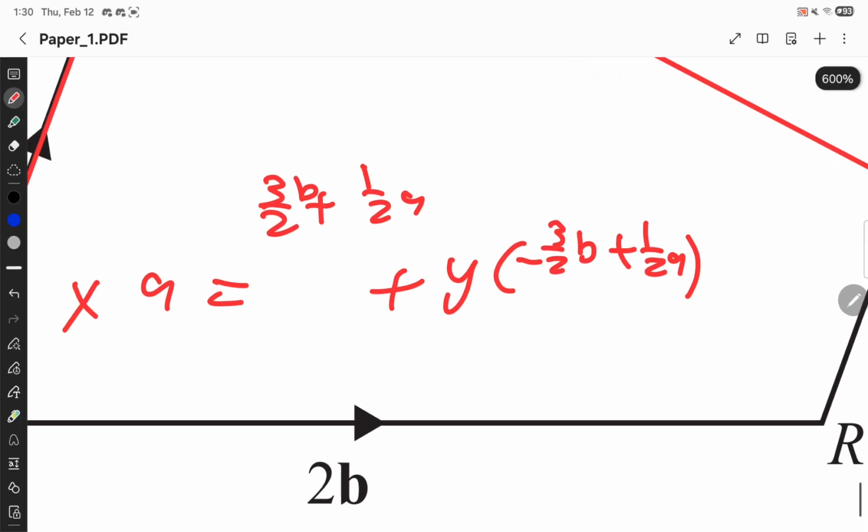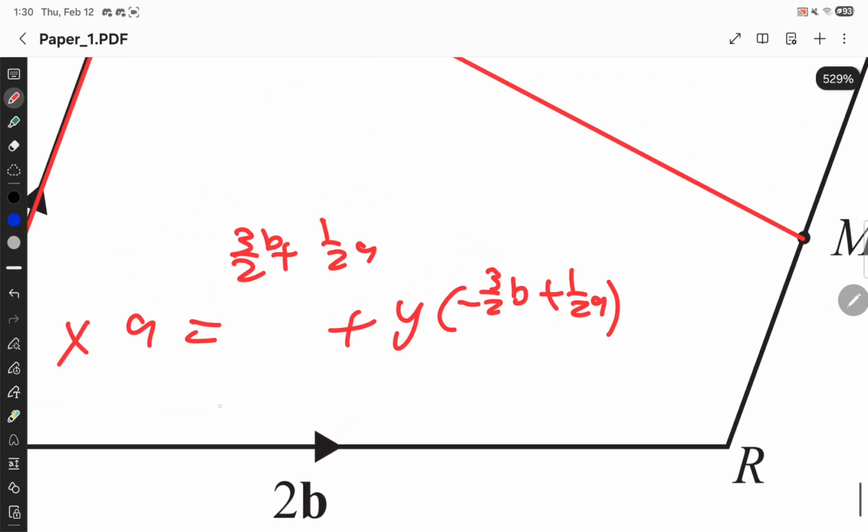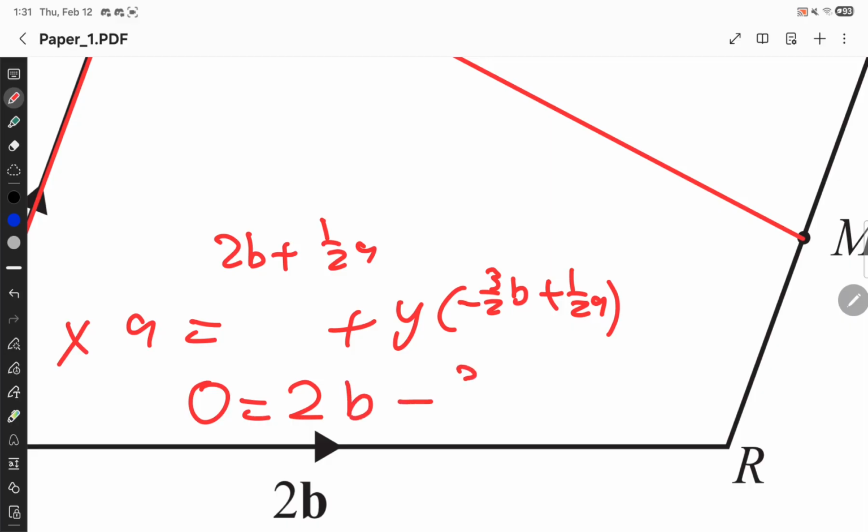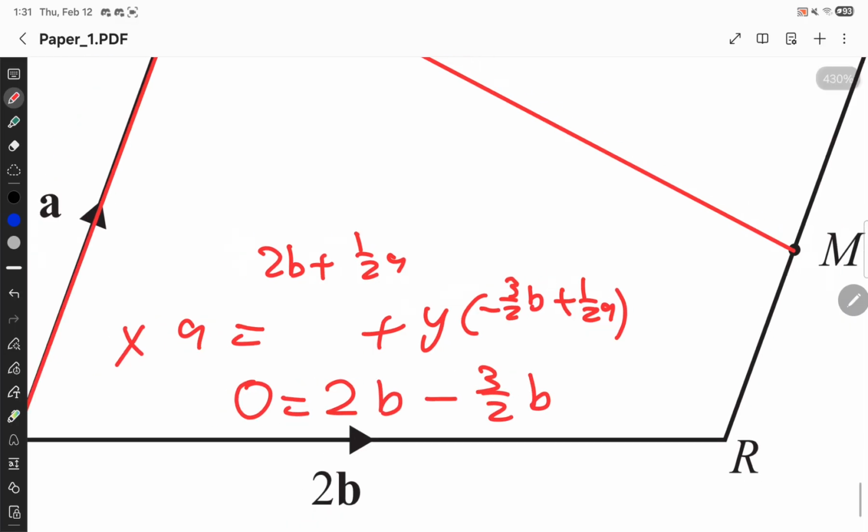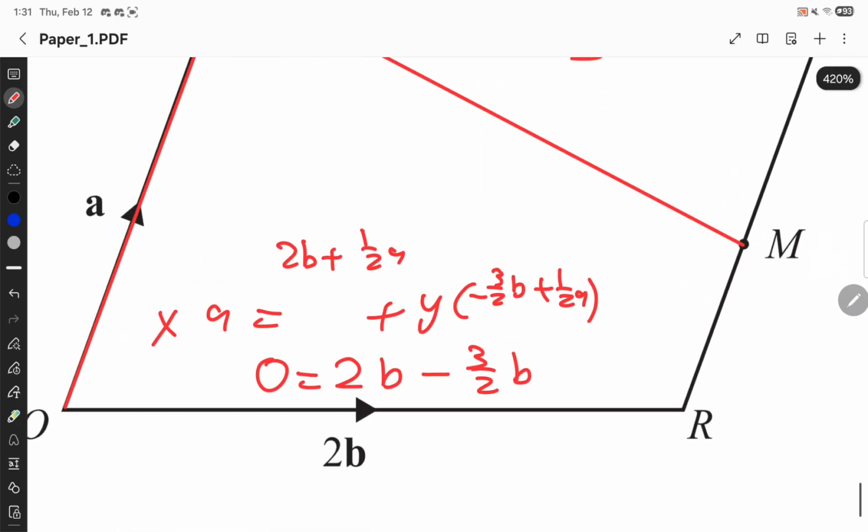Y, and then we formulate in b. Formulating in b, we get 3 over 2 minus 3. Oh my god. This is 2b. Sorry. 2b minus 3 over 2b. That is the answer. No, that is the equation that we formulate. And if we solve for y, we get y is equal to 4 over 3.